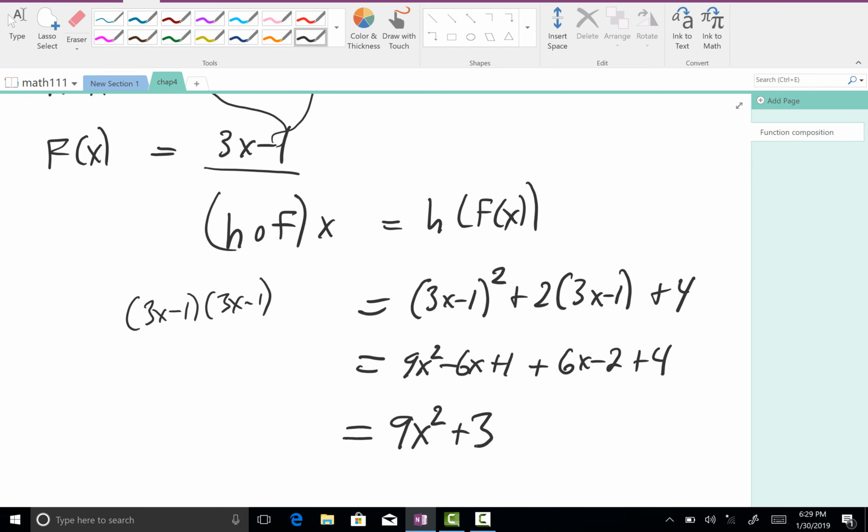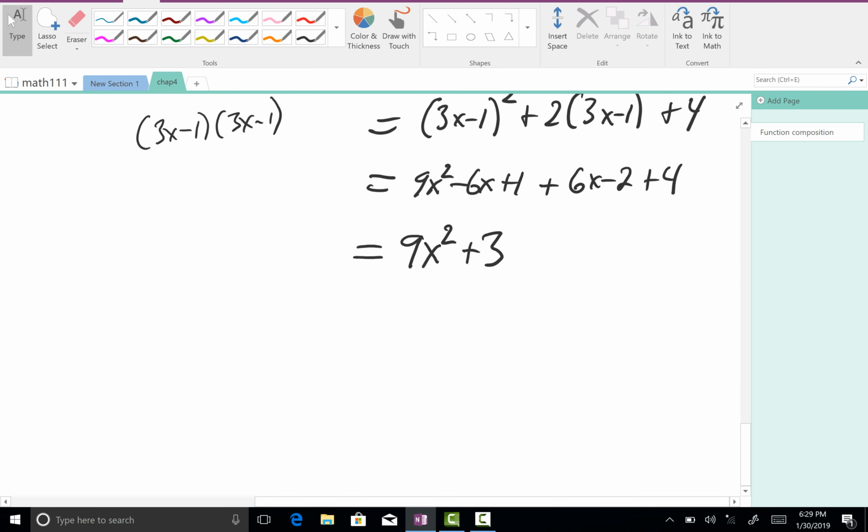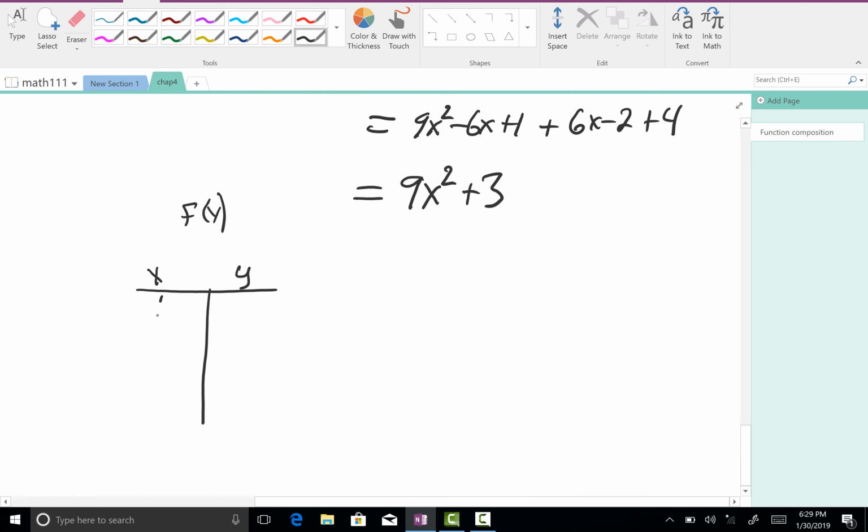Any questions so far? No. All right. Here's what we're going to do. Let's consider this little f function here. And I don't know what it is. I'm just going to make up some stuff.